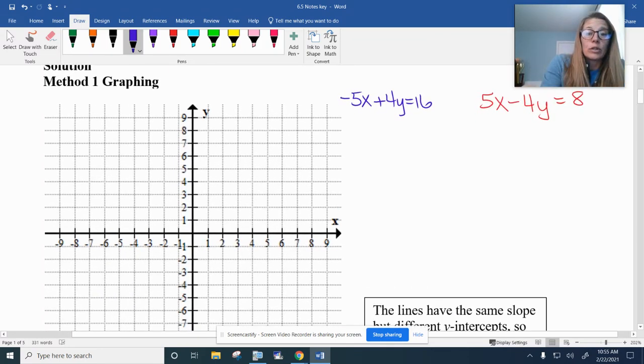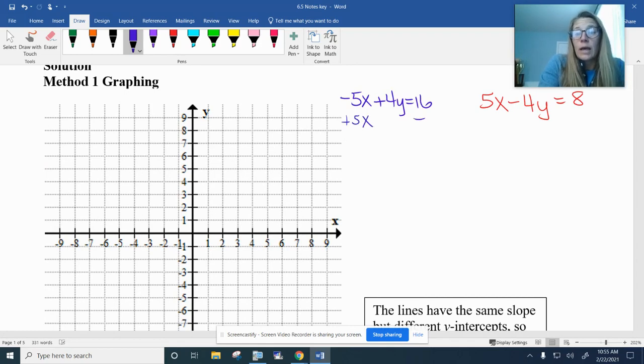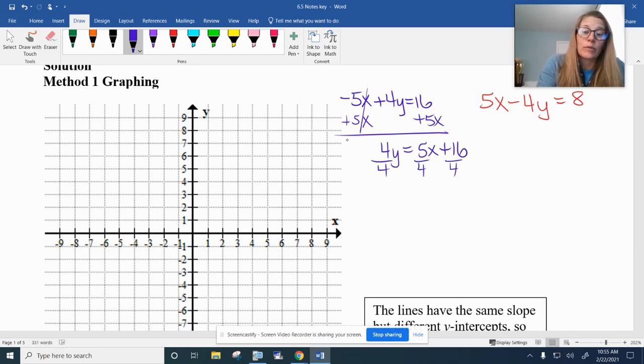So first thing I'm going to do is try to get my y by itself by moving my x to the other side. So now I have 4y equals 5x plus 16, and then we divide everything by 4, so I can get it into that slope-intercept form. y equals 5/4 x plus 4.